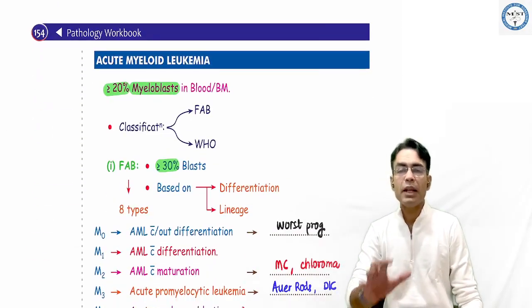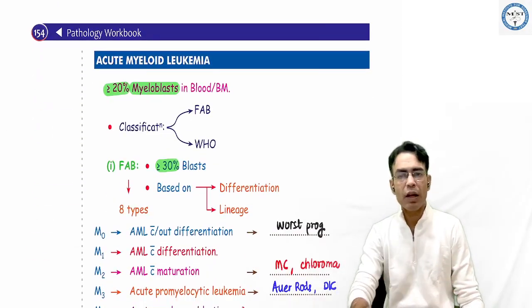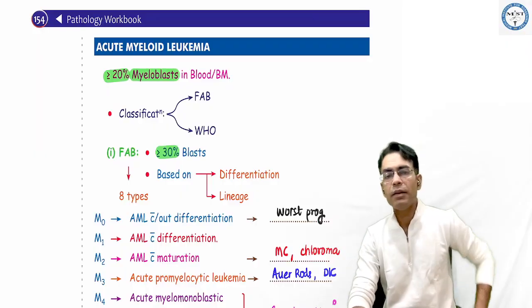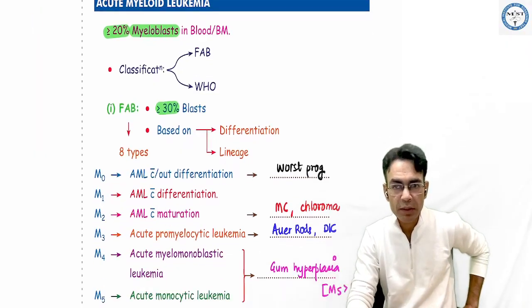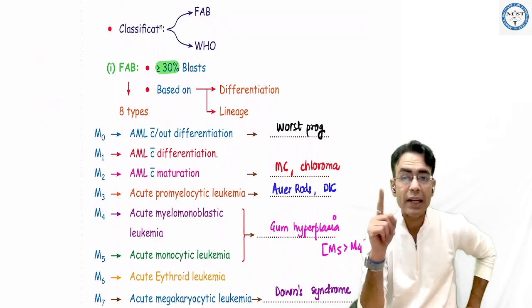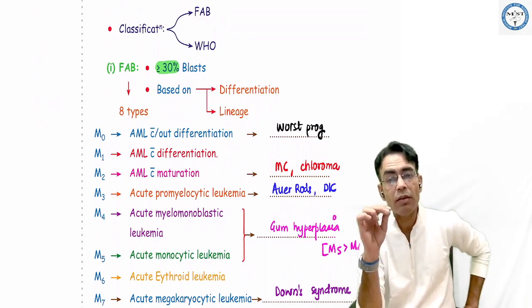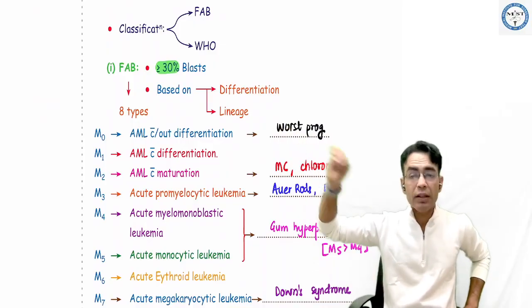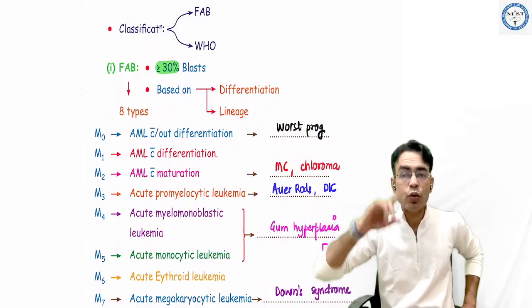This is ALL. Let's talk about AML: again more than 20% myeloblast in the blood or the bone marrow. In classification it will be FAB and WHO. And in FAB classification, more than 30% blast. How many types of ALL were there? Three types. Okay, in that I told you to remember L3 because it contains vacuoles, so it is SBB positive. But in AML there will be 8 types, from M0 to M7.